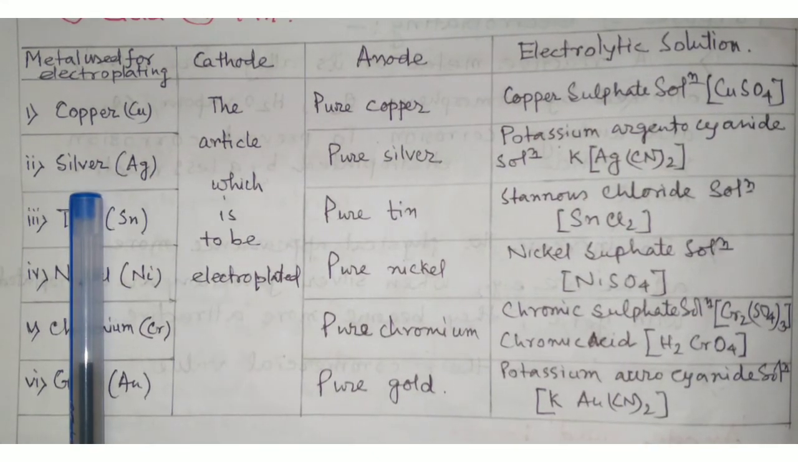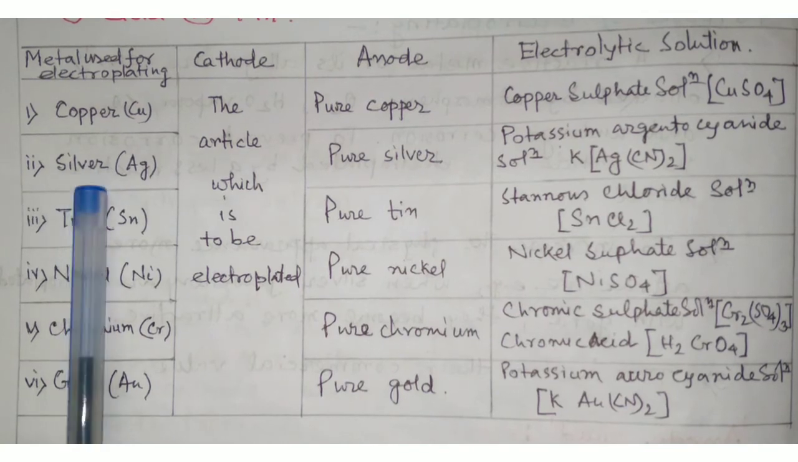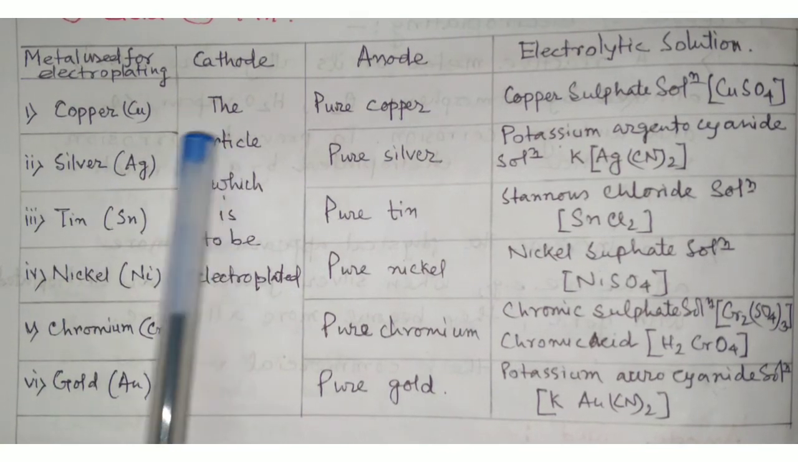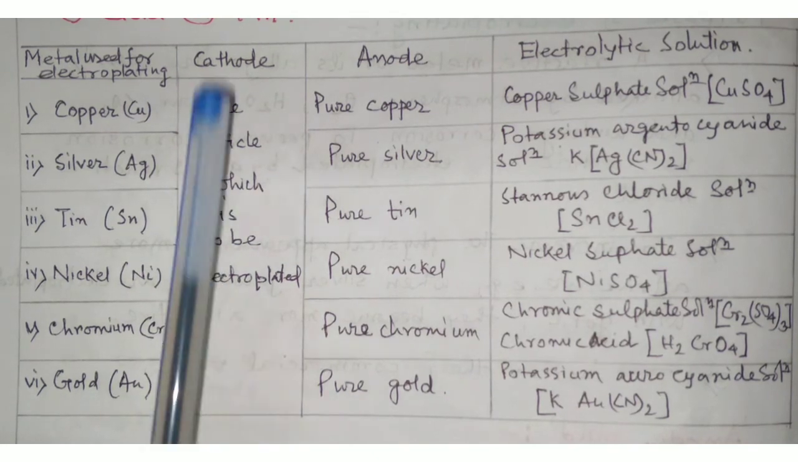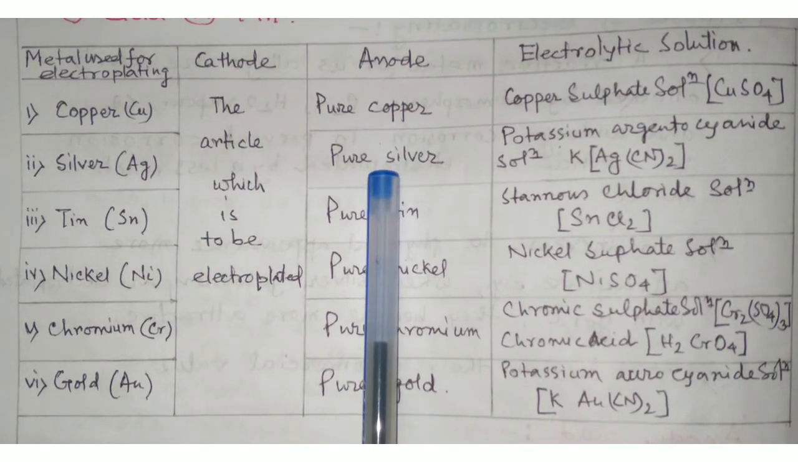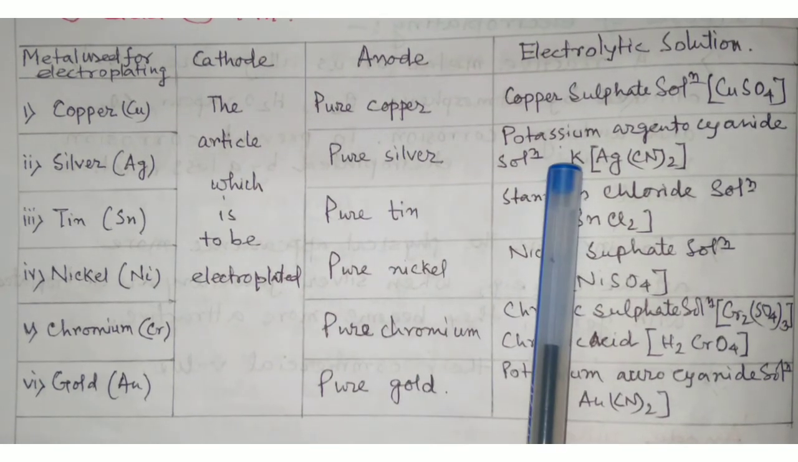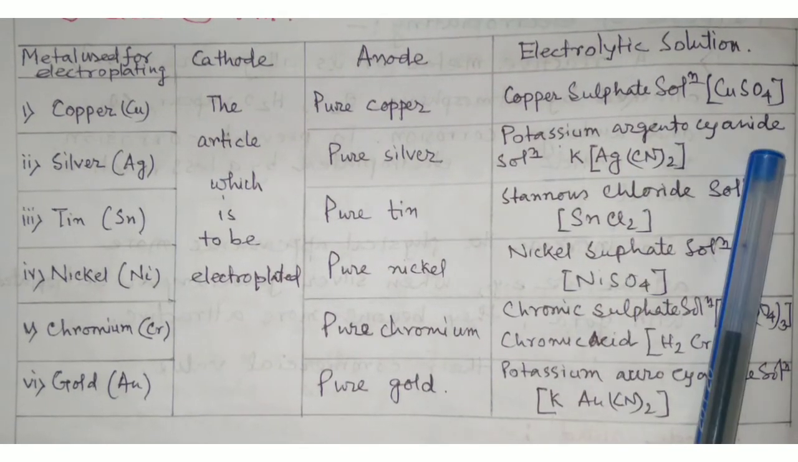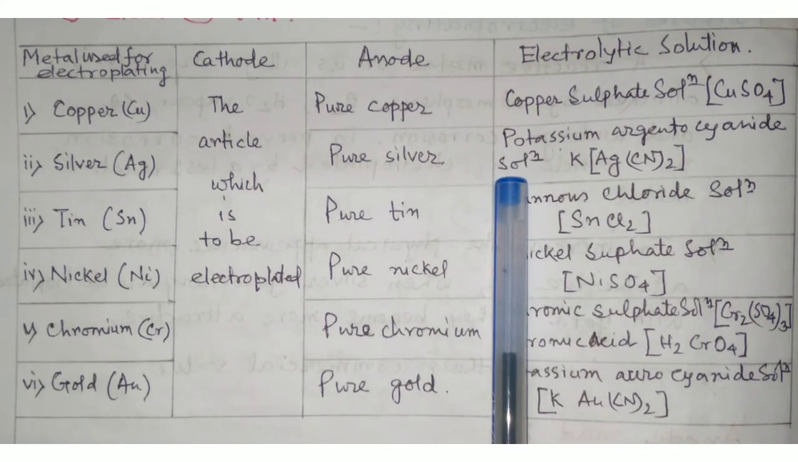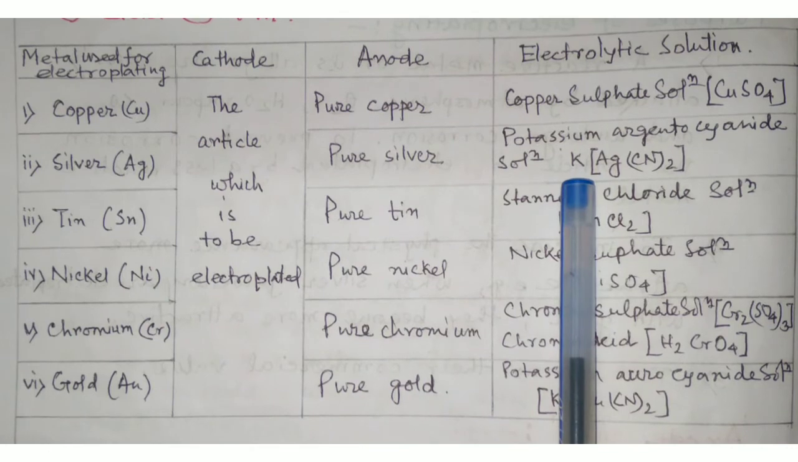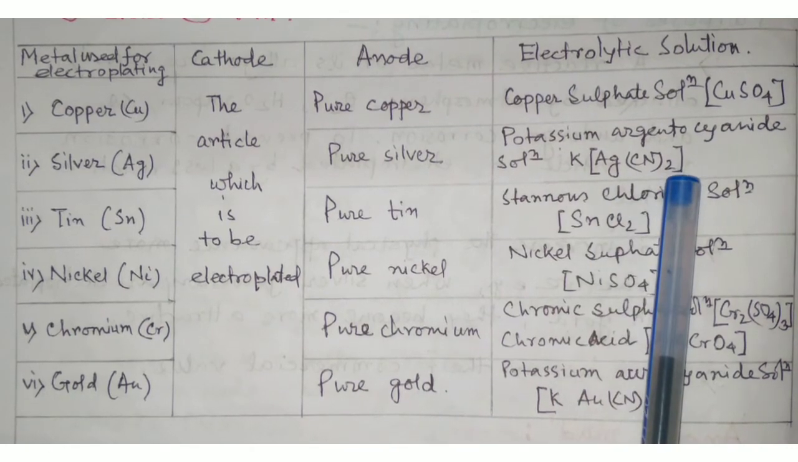When we use silver metal for electroplating, always the article which is to be electroplated is used as cathode, pure silver is used as anode, and potassium argentocyanide solution is used as the electrolytic solution, and the formula is KAg(CN)2.